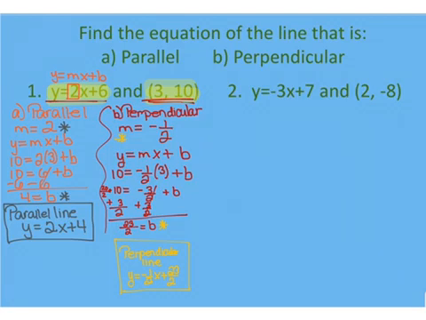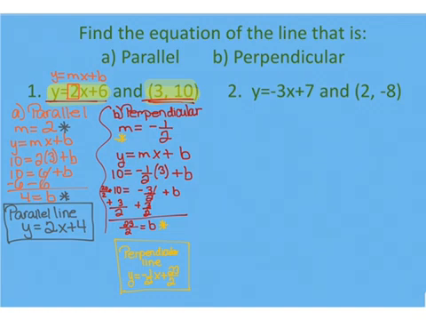And what we had said on Monday, just as a quick refresher, is that lines that are parallel to one another have the same exact slope value, and lines that are perpendicular to one another have negative reciprocal slopes. So we're going to try number 2, which is y equals negative 3x plus 7. We have to find a line that is both parallel and perpendicular to that, and this new line is also going to go through the point (2, negative 8).